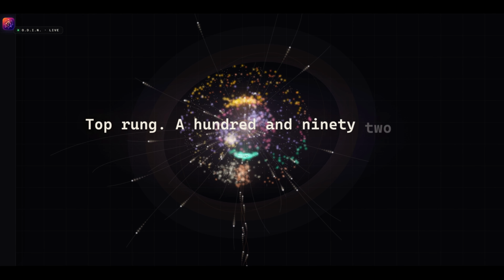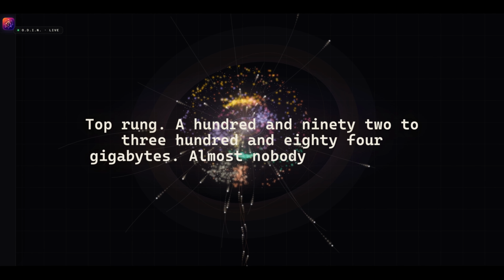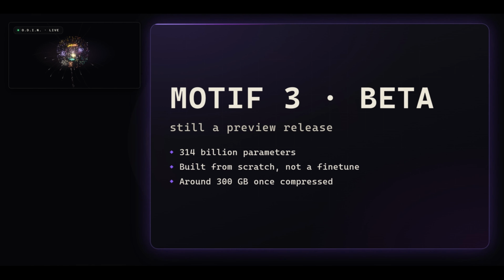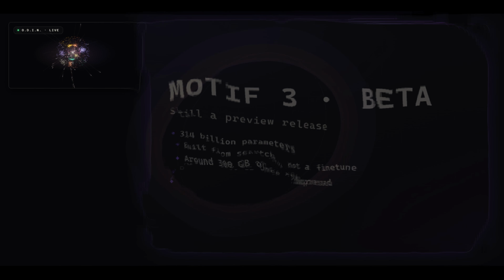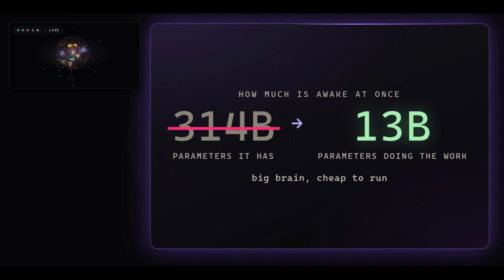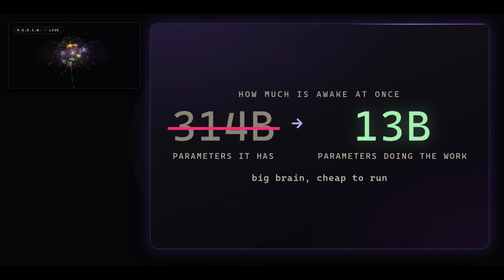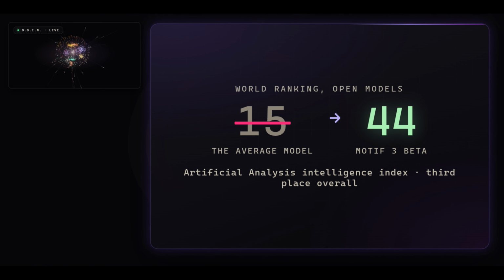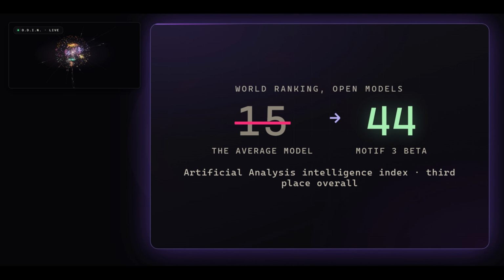Top rung, 192 to 384 gigabytes. Almost nobody is up here. If you are, the reward is a model from a Korean startup that almost nobody has heard of. Inside it are 384 separate expert networks, and only a handful wake up for any given word. On the closest thing this field has to a neutral scoreboard, only 2 open models in the world score higher.